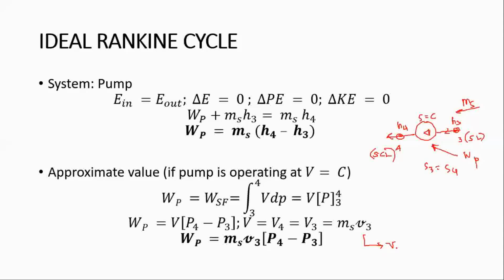Kalimitan, no? So we have V sub 3 is equal to V sub F at point 3 or pressure 3. Okay? Ano ba tong VF na to? Diba? Sa steam tables, pag may subscript na F, automatic ibig sabihin ay saturated liquid. So finally, we have work ng pump is equal to mass ng steam times specific volume at 3 times P4 minus P3.